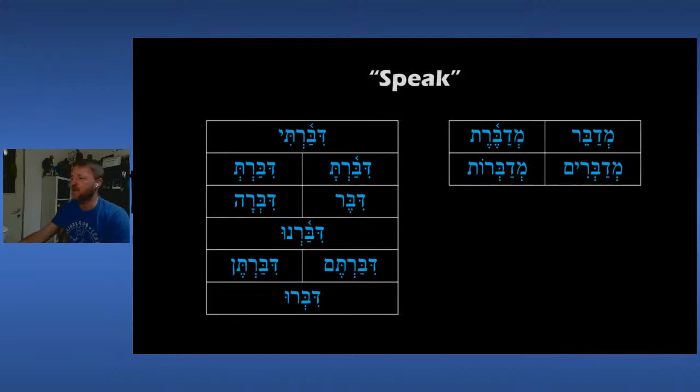So instead of saying shamarti, we're going to double the middle radical. We're going to double whatever's in the middle with dagesh. And instead of a-a we're going to say e-a. So we're not going to say shamarti or davarti. We're going to say dibarti. The only exception to this e-a is the third masculine singular that it's named after. Diber. Diber is he spoke. Dibarti, I spoke.